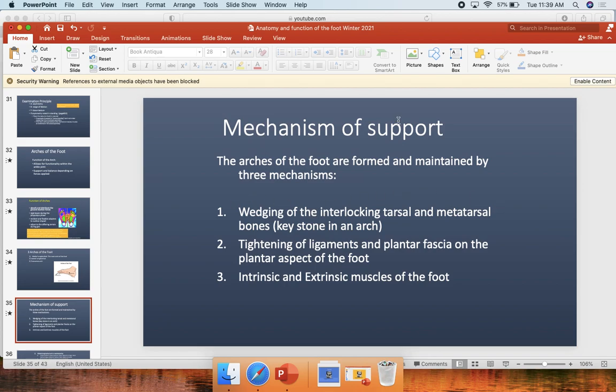Oftentimes we forget that the arches are maintained by all of the structures in the feet. We often will talk about the bones, but the bones are not the only thing which maintain the arches of the feet. The bones are certainly an important component. However, our ligaments, our plantar fascia on the bottom of the feet are important in maintaining arch integrity, as well as the intrinsic and extrinsic muscles of the feet. And whenever we have a lack of arch integrity or a dysfunction of an arch, it can come from any one of these 3 components dysfunctioning or not working correctly.